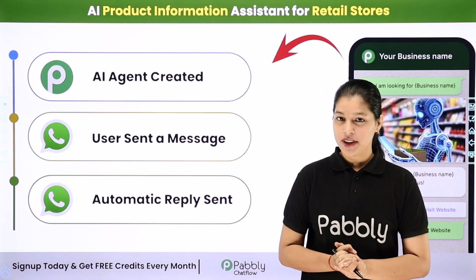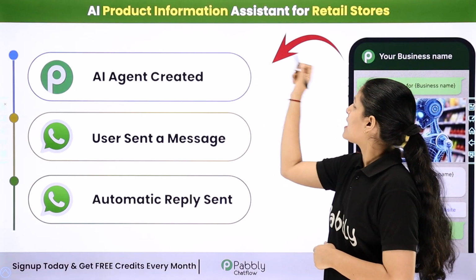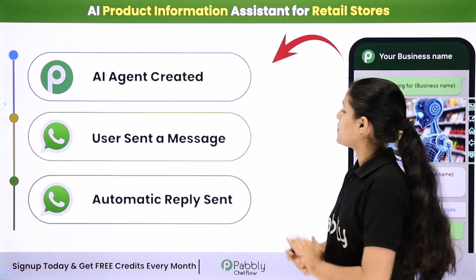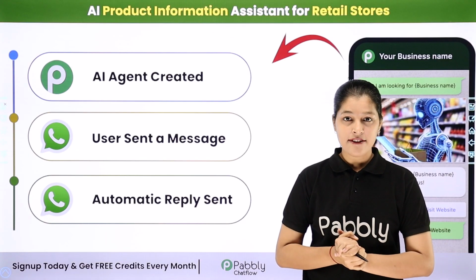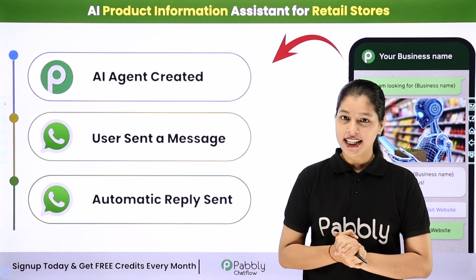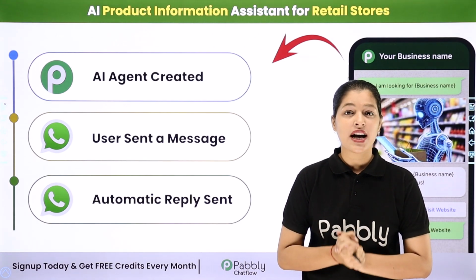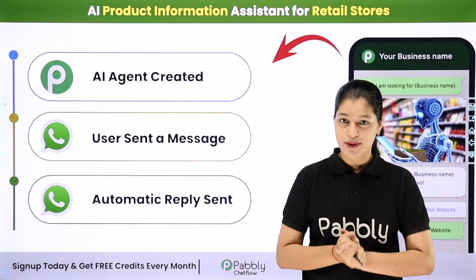So in this video we are going to learn how to create an AI product information assistant for retail stores, and we are going to build this AI assistant by using Pabbly Chatflow. With this AI assistant you can answer your customer queries, and my AI assistant is going to answer the customer queries on the basis of the knowledge base I have provided to it.